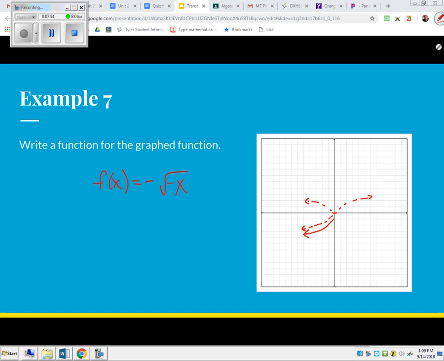But I moved it down one. So where do I put that 1 at? Plus 1? Yeah, it goes outside because it's vertical, right? And everything outside makes sense. So it comes down 1. Good.